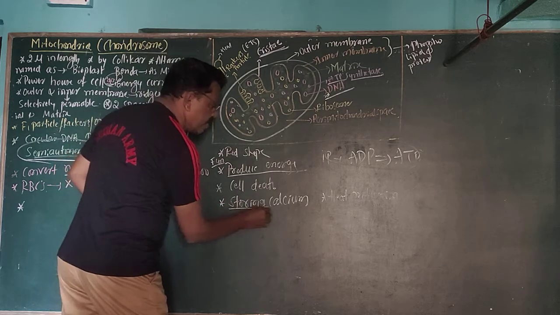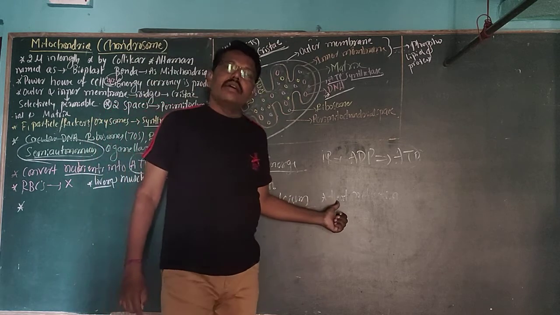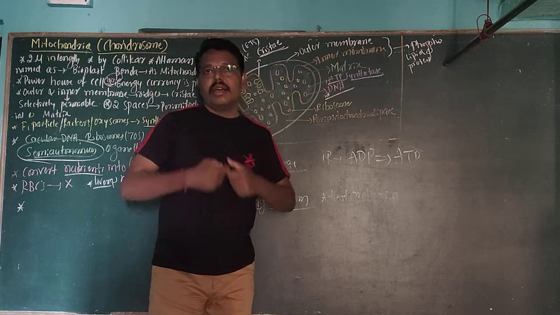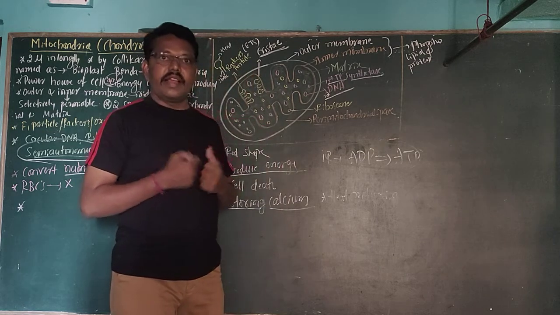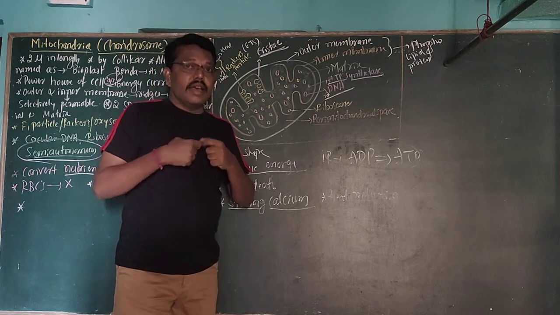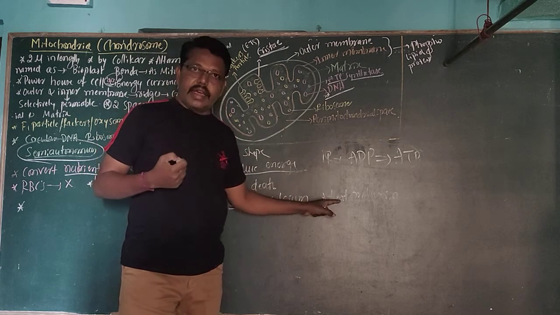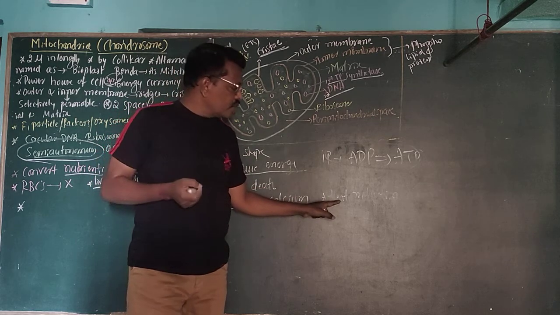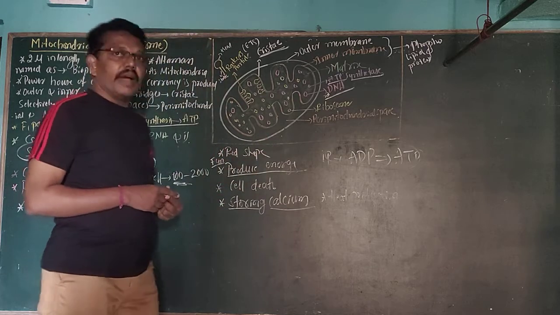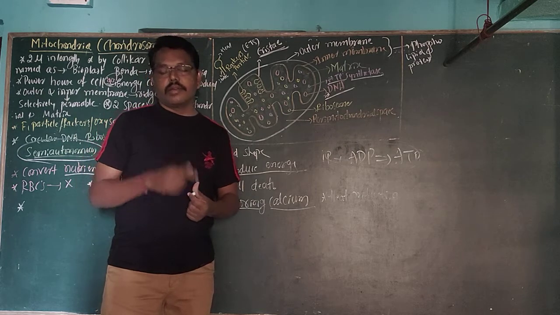Another very important function: these mitochondria store calcium, and they also produce heat. When we are doing work, heat is released from our body. When you are using energy, automatically our body releases heat. Hence these mitochondria are also helpful for heat production. This is about the structure of mitochondria. In the next class, we will discuss another topic. Okay, thank you.